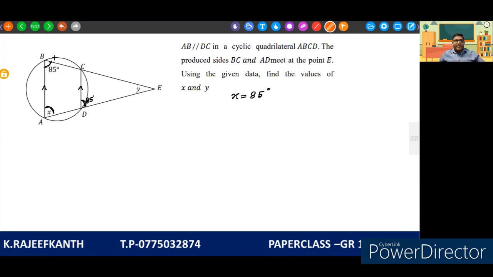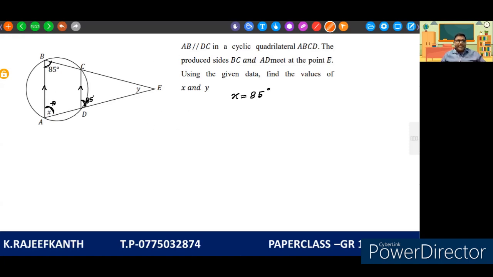Right? Here ABCD is a cyclic quadrilateral. Here this angle CDE is an exterior angle of this cyclic quadrilateral. Then the exterior angle is equal to the interior opposite angle. If it is 85, then this is also 85. If it is 85, then these two angles are corresponding angles. Then X is also 85.